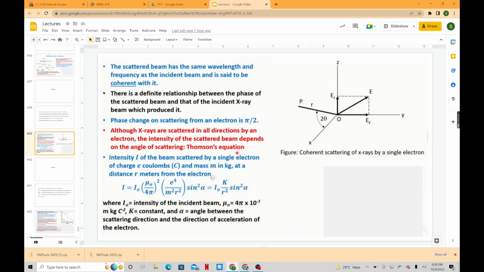Here, as I am saying, X-rays are scattered in all directions by an atom. The intensity of the scattered beam depends on the angle of scattering. That is the Thomson equation. So here everything else will be constant and only the angle will come into consideration. So the beam will depend on the angle of scattering. Okay. Thanks, boss.